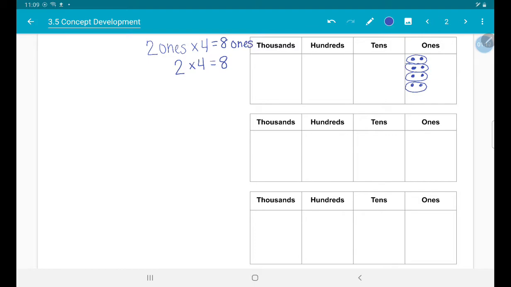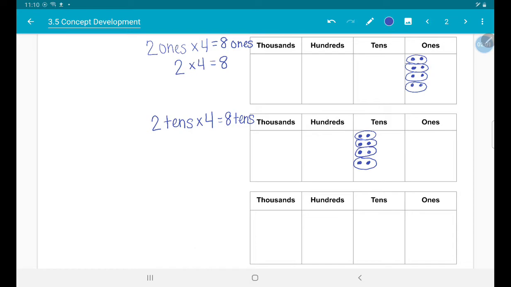And so how would that change if we did 2 tens times 4? Well, now we have 4 groups of 2 in the tens place value instead of the ones place value. There's one group of 2, another group of 2, a third group of 2, and a fourth group of 2. So now we have 8, except instead of in the ones place value, our 8 are in the tens place value. So our answer is 8 tens.